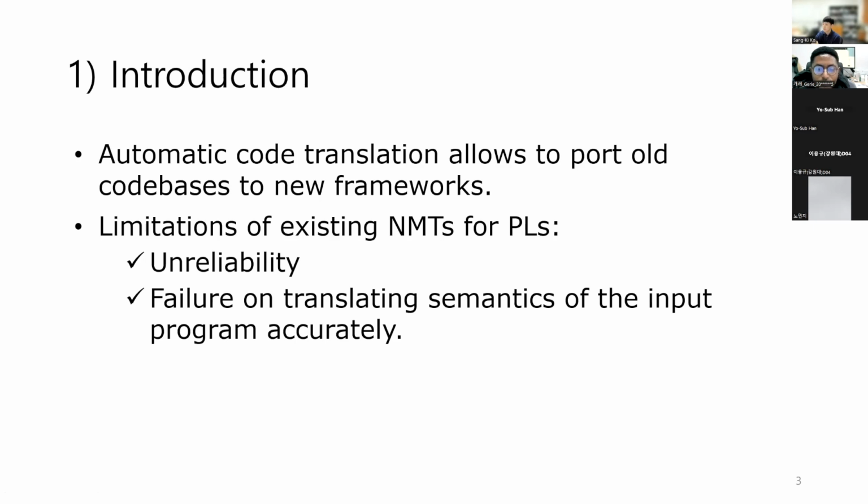There are a lot of existing neural machine translation methods, but they have two main problems or limitations. The first one is unreliability. One code translation model can work on some programs, but it cannot work with another programming language, and other unreliability issues are raised. The second problem is that they do not understand the semantics of the input program accurately.